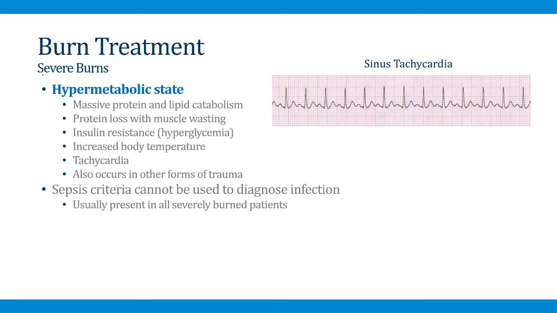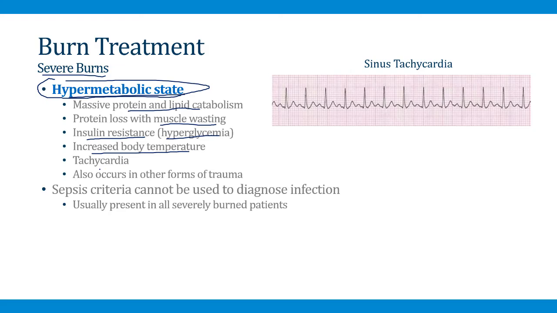Treating patients with more severe burns is different, and one of the reasons it's different is because these patients enter a hypermetabolic state. Patients with extensive burn injuries have massive protein and lipid catabolism. They can even have protein loss from muscle wasting because they are consuming the protein in their body. These patients also develop insulin resistance, so they can develop hyperglycemia, and their body temperature can become increased. In other words, they can get a fever, all because of the hypermetabolic state associated with their burns.